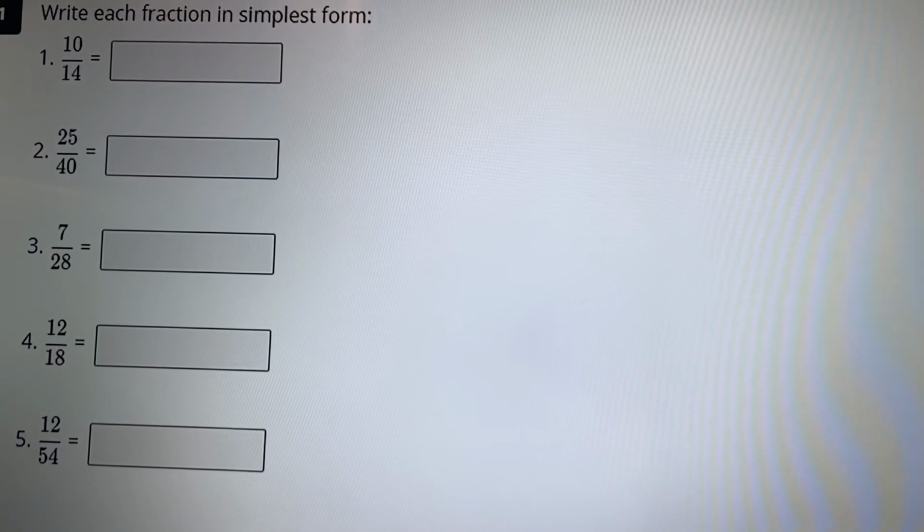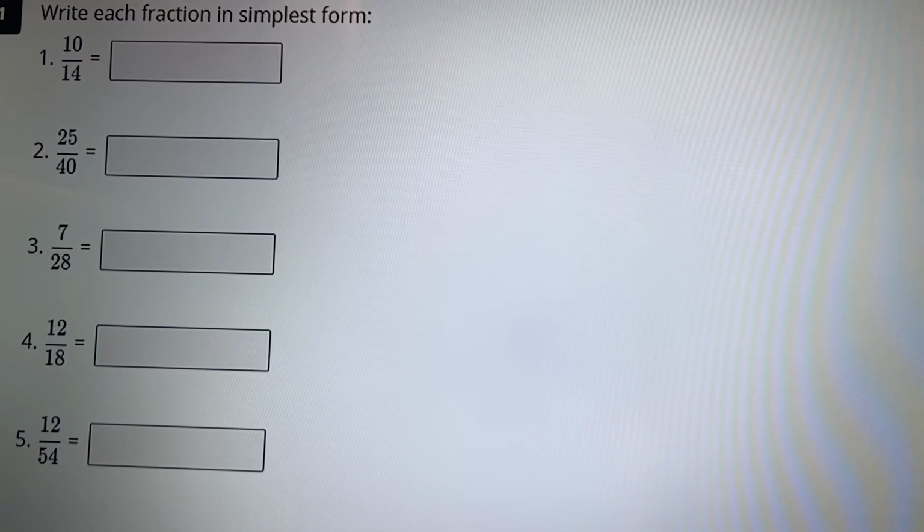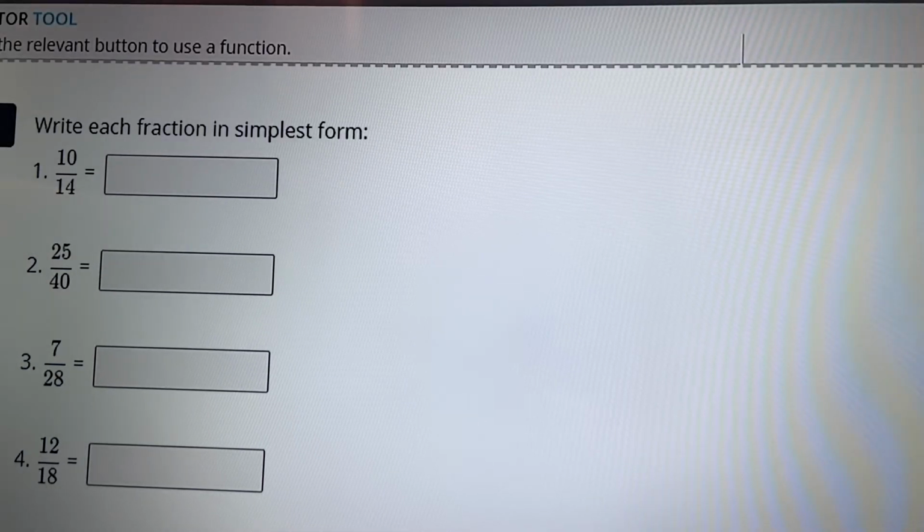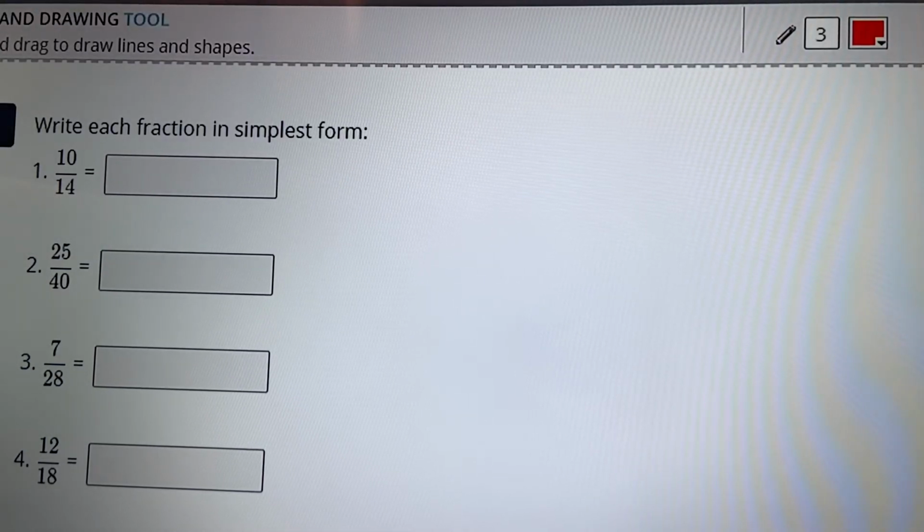All right, so we are to write each fraction in simplest form. We're simplifying fractions. Hopefully, we've been doing this. We've been simplifying ratios before Christmas, but we're simplifying fractions. So I've got 10/14.